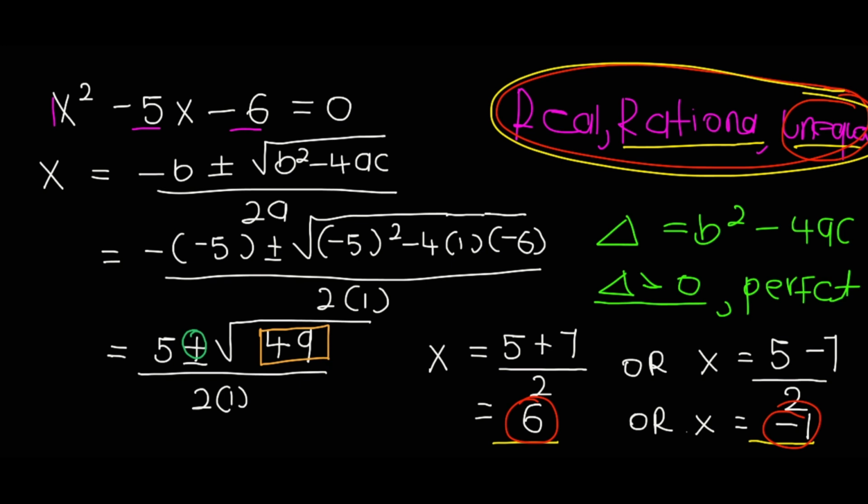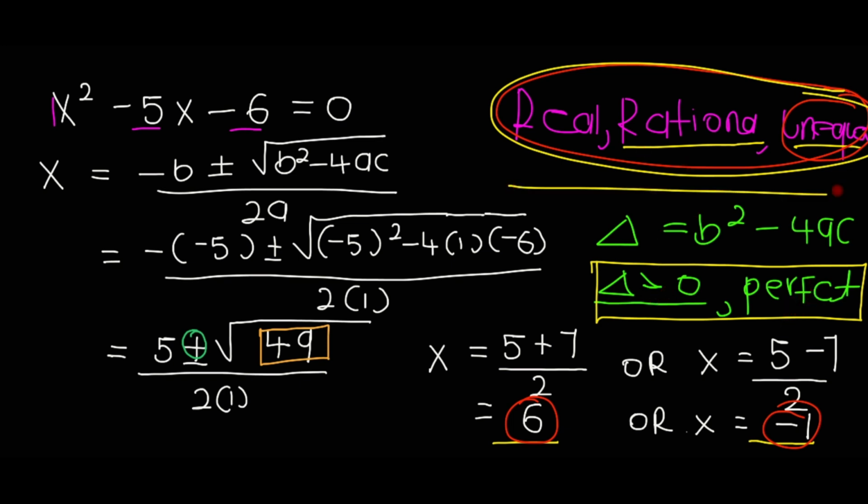So note this information down: if the discriminant is greater than 0 and a perfect square, we have this type of nature of the roots. So let's look at the next one.